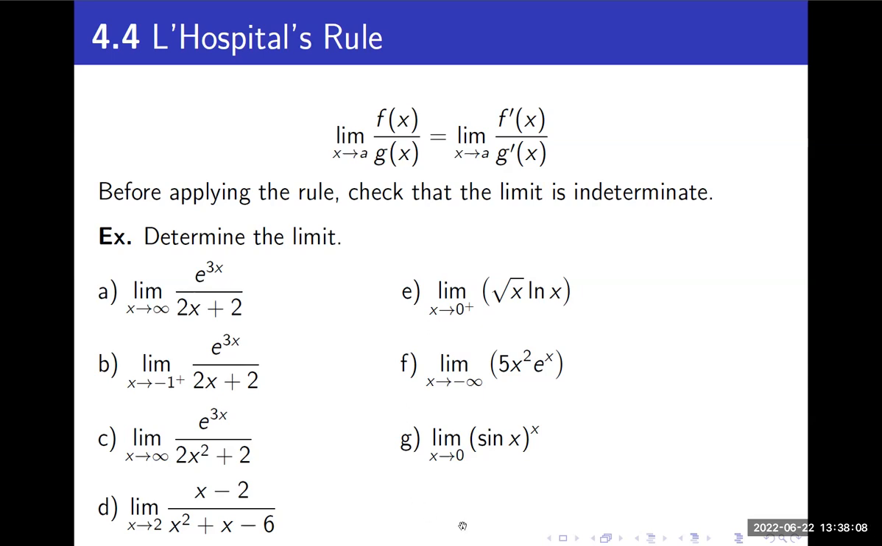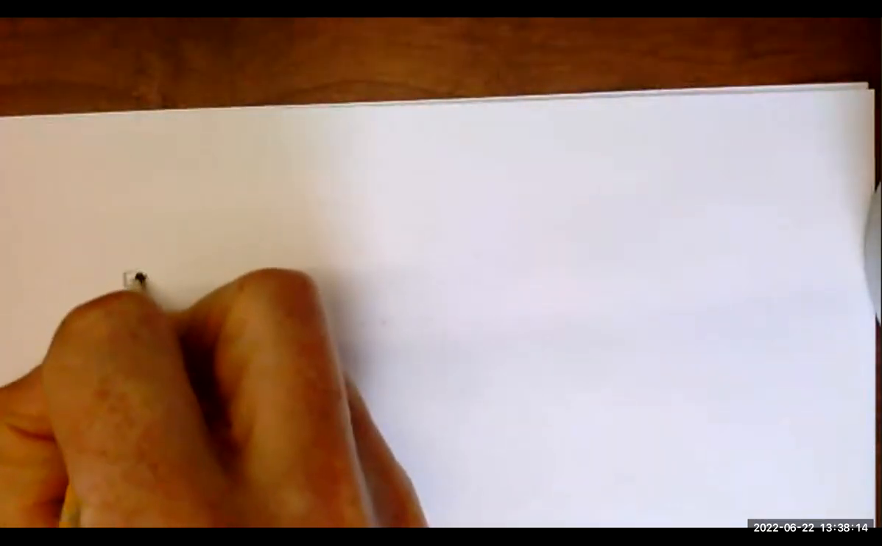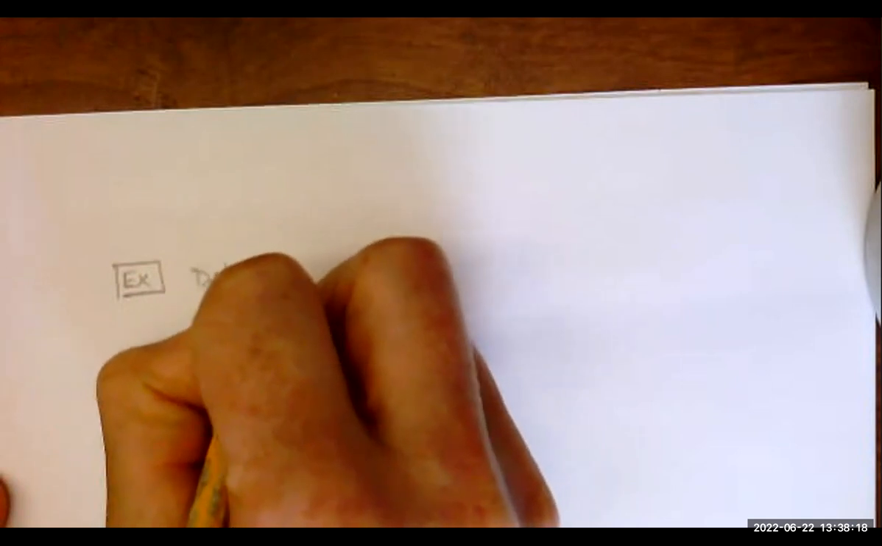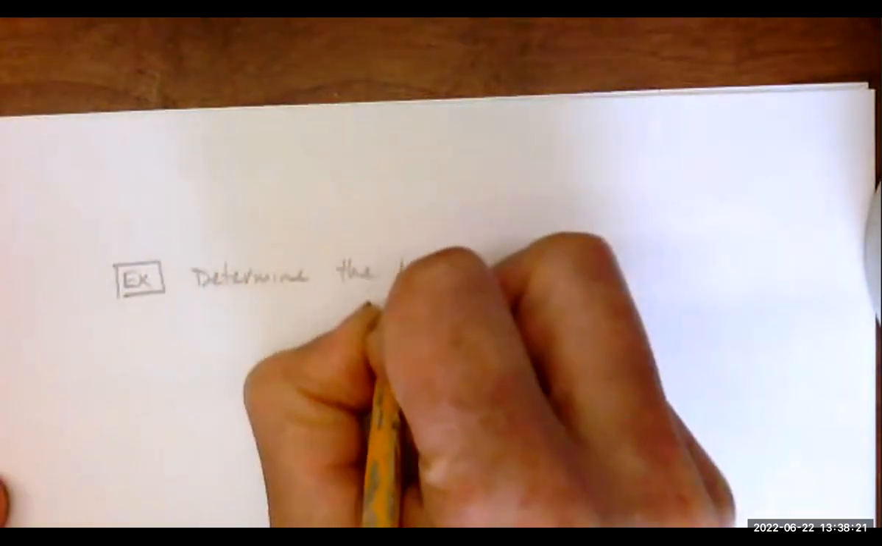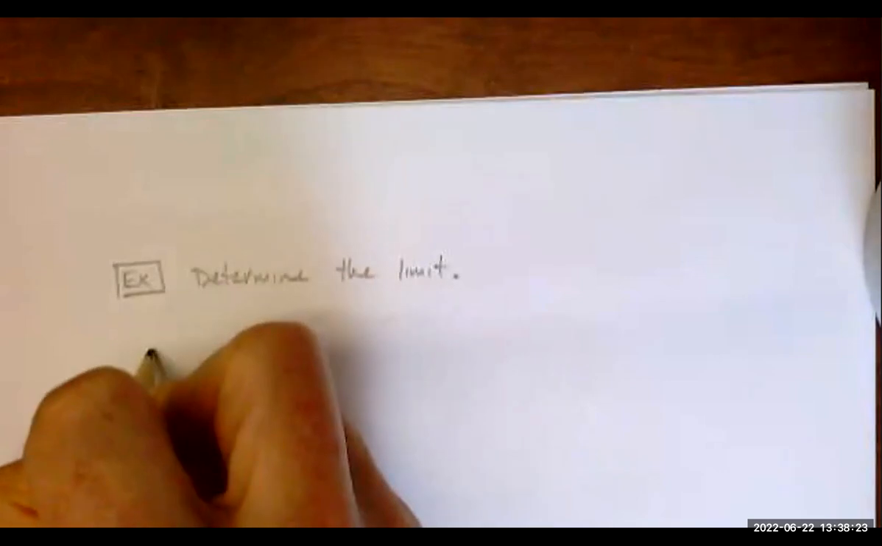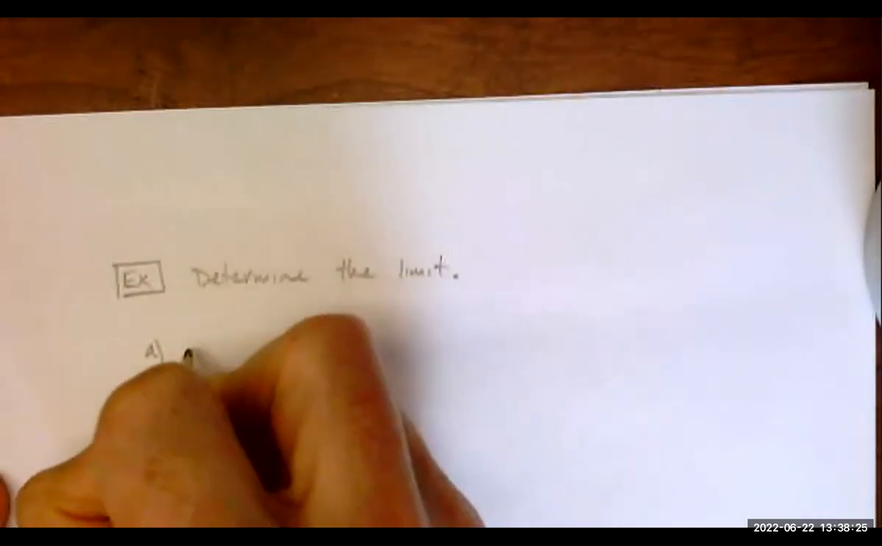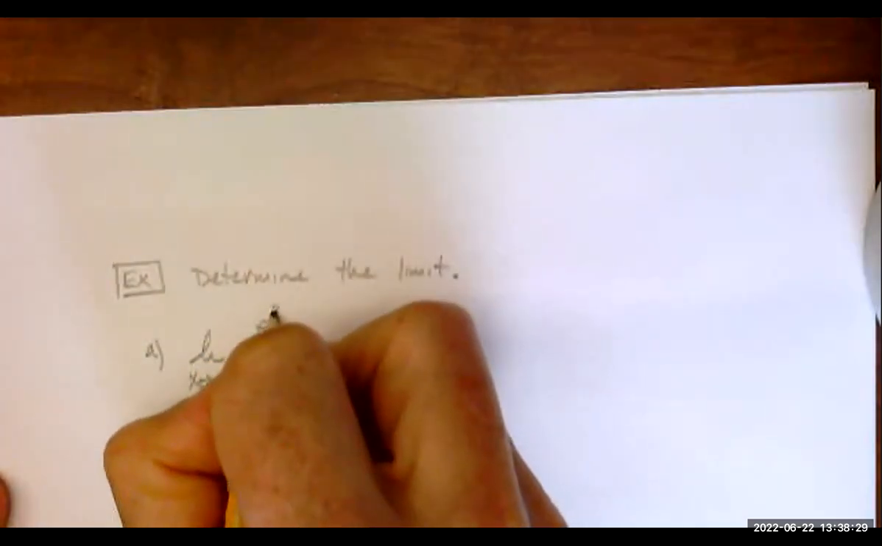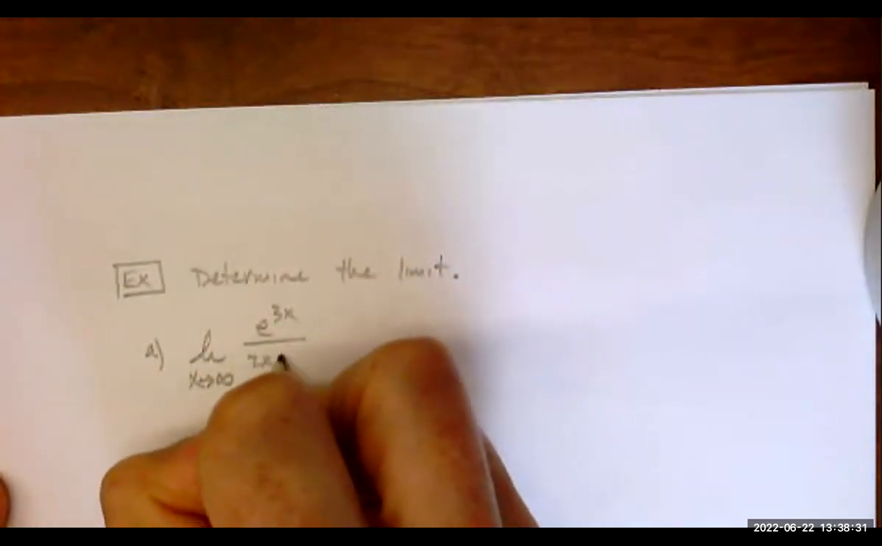Okay, let's jump in. We'll start with A. Determine the limit. Part A. The limit as x approaches infinity, e to the 3x over 2x plus 2.